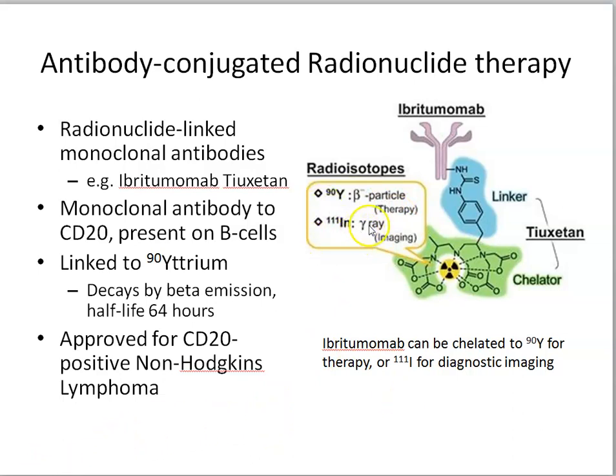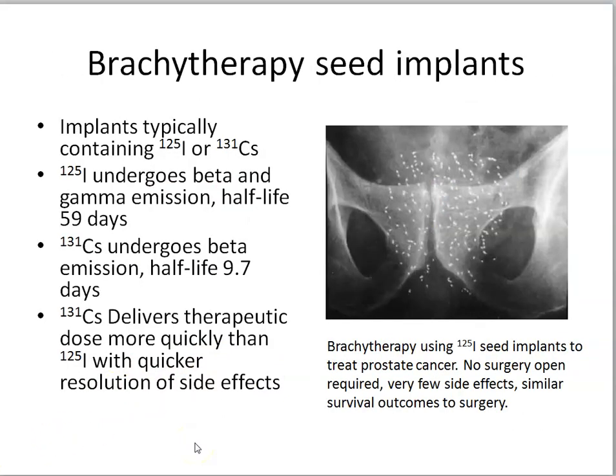We can also use a gamma ray emitting version which has indium on there instead, and that is more used for diagnostic imaging of the extent of non-Hodgkin's lymphoma to see how far disseminated the disease is. So brachytherapy is where we implant radioactive seeds impregnated within metal into the patients, and these typically undergo majority beta emission and to some extent gamma emission.